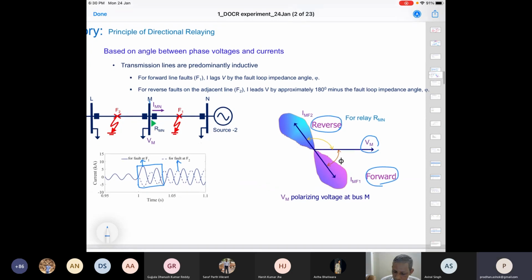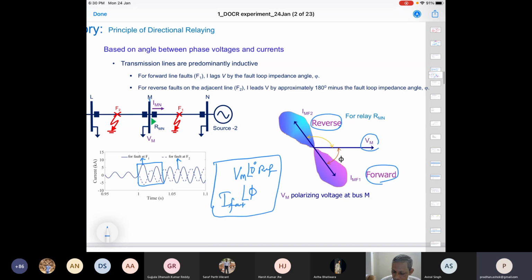In conclusion, if VM, the voltage at the relay bus, which is available locally, is the reference, it will be 0 degrees. Now we get some current, and we don't know whether the fault is on this side or that side. That is the task of the relay. Any current during the fault situation we get with a certain angle, let us say phi. From these two, how do we find out whether it is a forward fault or a reverse fault? Those are the two classes we have to distinguish.